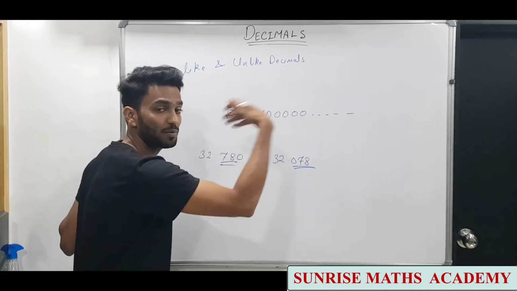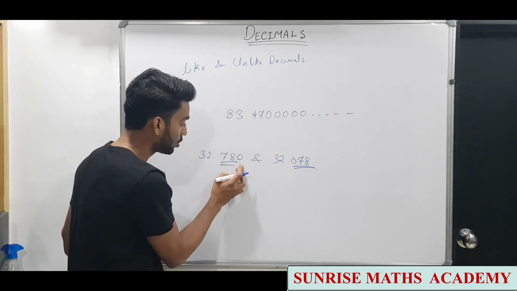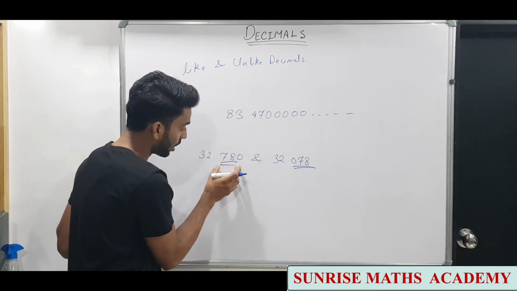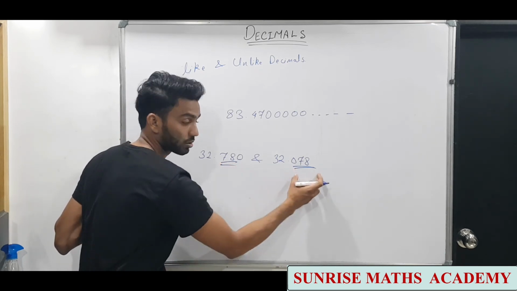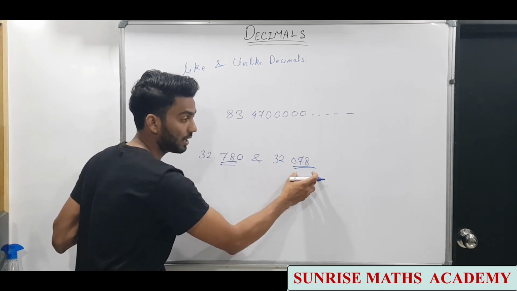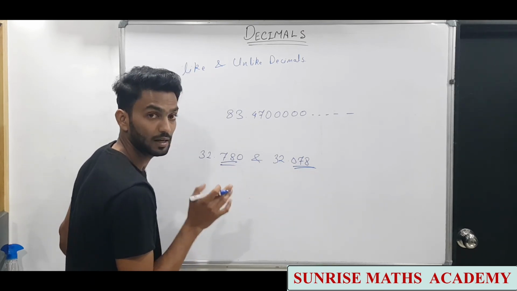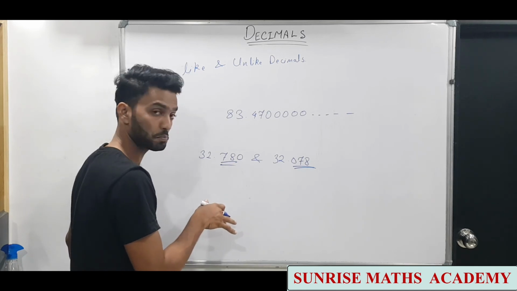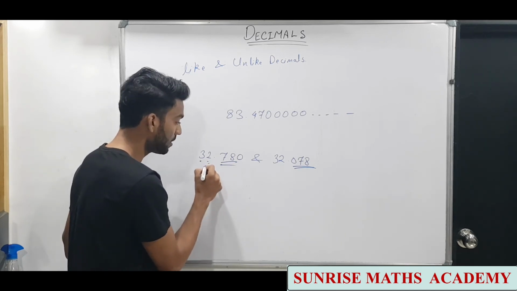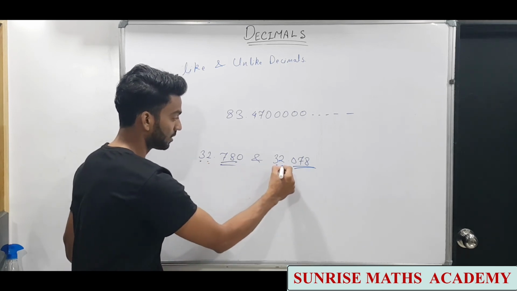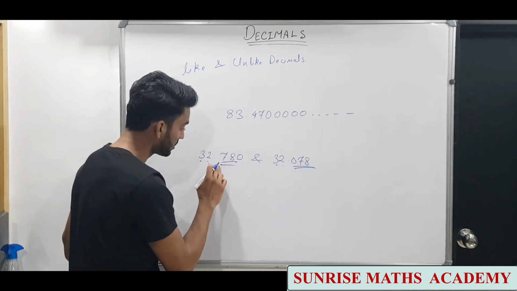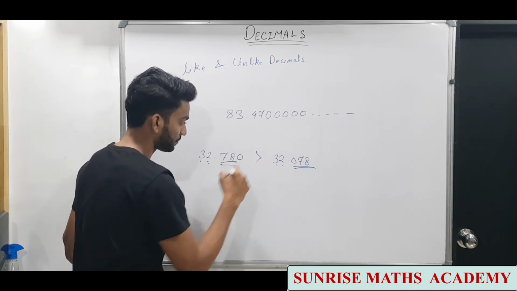Decimal part के जो right में है, end पे, वहां हम 0 लगा सकते हैं, left में नहीं लगा सकते. So therefore we have added 0 here. Now 3 digits in both. यहाँ पे भी 3 digits है decimal part में, यहाँ पे भी 3 है. So these have now become like decimals. Now if you want to compare them, we can compare them starting from the whole number 32. Both are 32. Then the first digit here is 7, here is 0. So this number is greater.